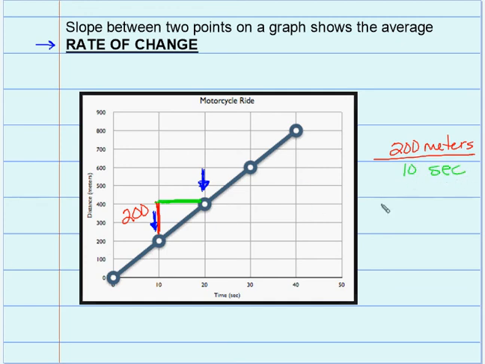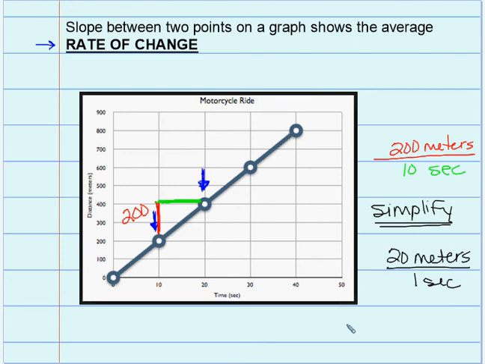And that will all simplify, so you need to simplify, but never to a mixed number. This would be 20 meters per 1 second. Okay? That's the slope of this line. It's the average rate of change. So the motorcycle ride, they went at a rate of 20 meters per second. And that's an application of rate of change or of slope that you'll be asked to do in the lessons.